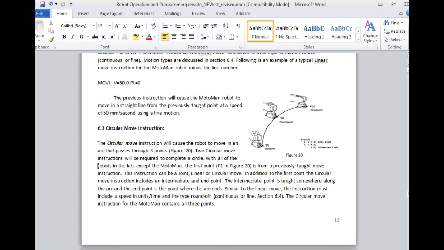Now, by the way, how it comes into the arc depends on the robot. The Motoman requires you to teach all 3 points. No matter how you enter this point, you have to duplicate it as a circular move. All the other robots, you come into point 1 using some other move, like a linear move or a joint move, and then you teach two additional points. But no matter how you come into P1, there's 3 points required in a circular move instruction.